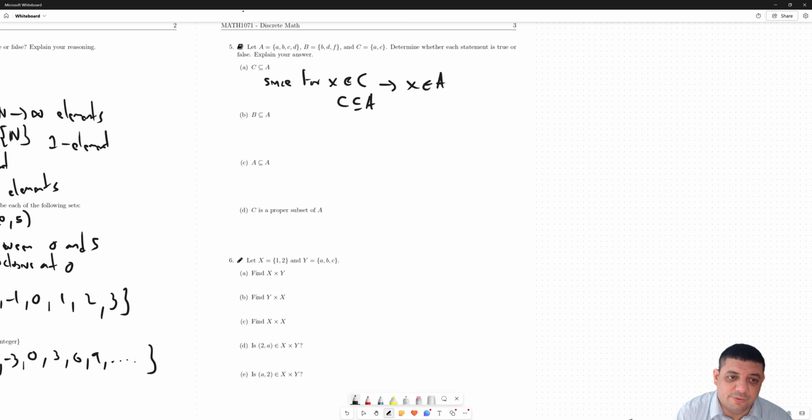And the answer is false. Why? Because in particular, f belongs to B, but f does not belong to A.